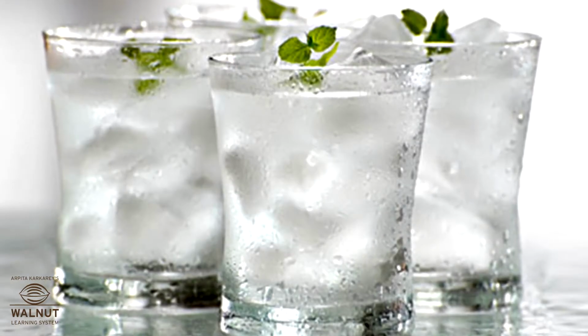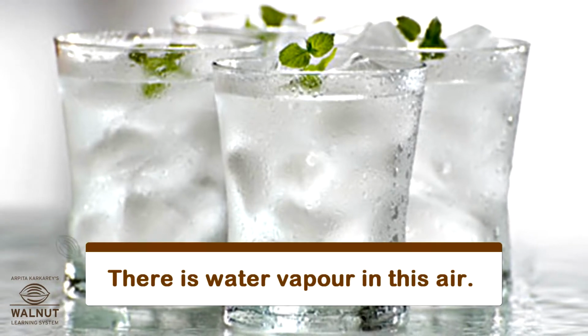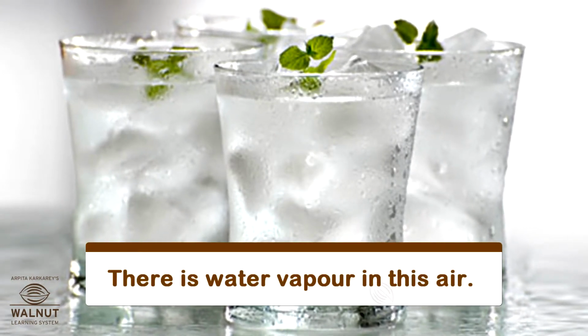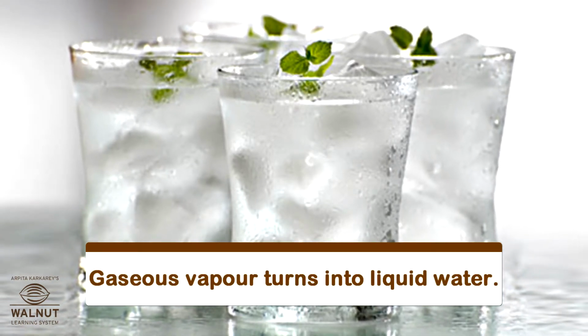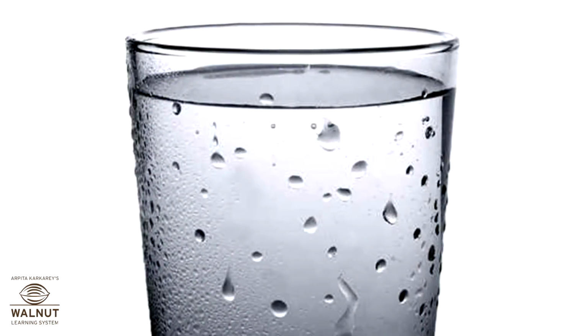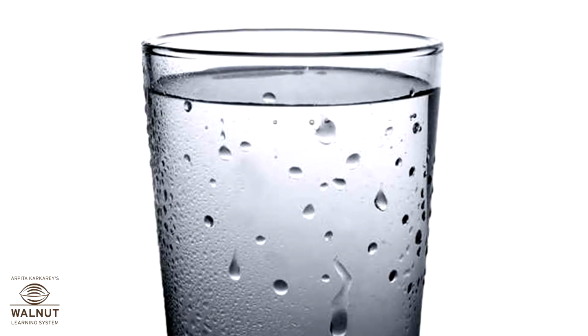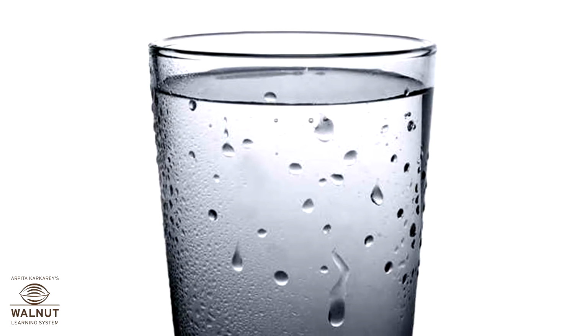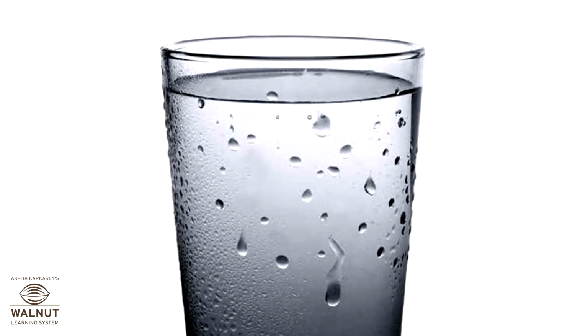The air touching the outside of the glass also becomes cold. There is water vapor in this air. When the vapor cools down, it turns into liquid water. So, the water vapor in the air touching the outside of the glass turns into liquid water. These drops of liquid water are what you see on the outside of the glass.